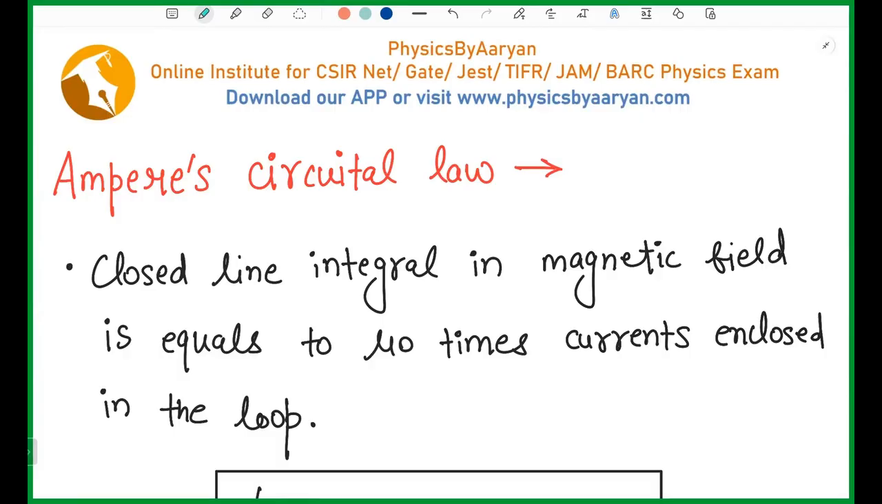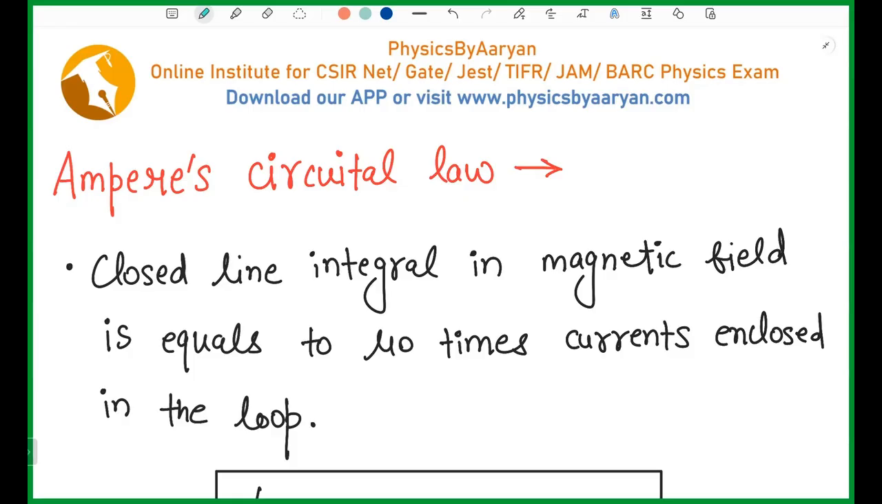So in this lecture, I will be completing the magnetostatics topic. This will be a long lecture, and I have divided it into two parts. In part one, I will discuss what Ampere's circuital law is and how we use it. In the second part, I will discuss the magnetic moment, as I have seen many questions coming from magnetic moment as well.